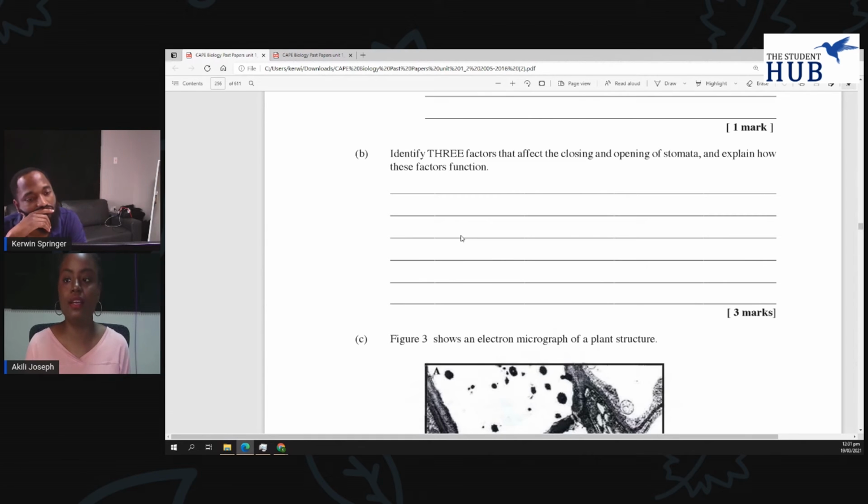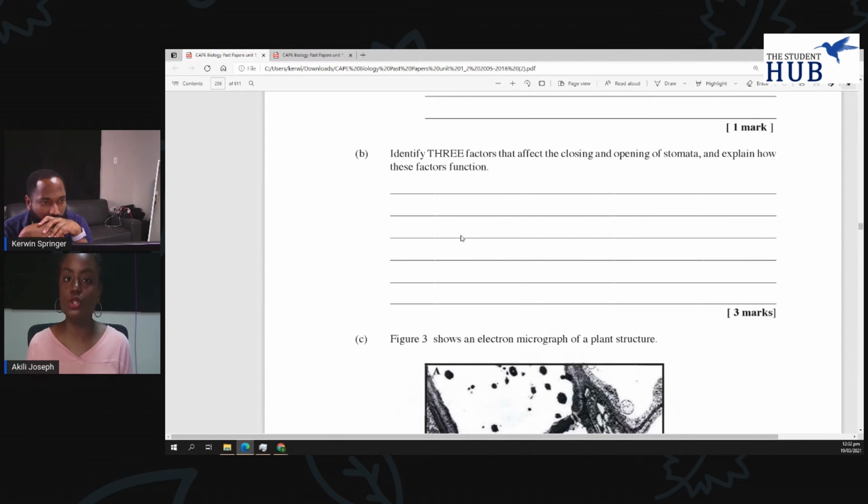Another factor could be humidity, right? The humidity is the amount of water vapor in the air surrounding the plant. So if the air is very humid, meaning that there's a lot of water vapor in the atmosphere around the plant, then the plant will feel safe in opening its stomata, because the rate at which water is going to diffuse out of the stomatal pore will be much lower. So therefore, having high humidity is associated with your stomata being more open as opposed to being closed.